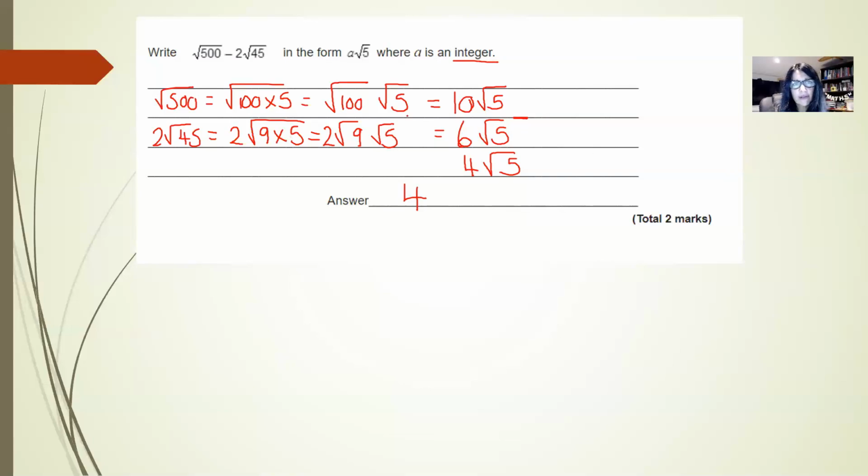Just write it in the form A root 5. So it's 4 root 5. 2 marks. Done.